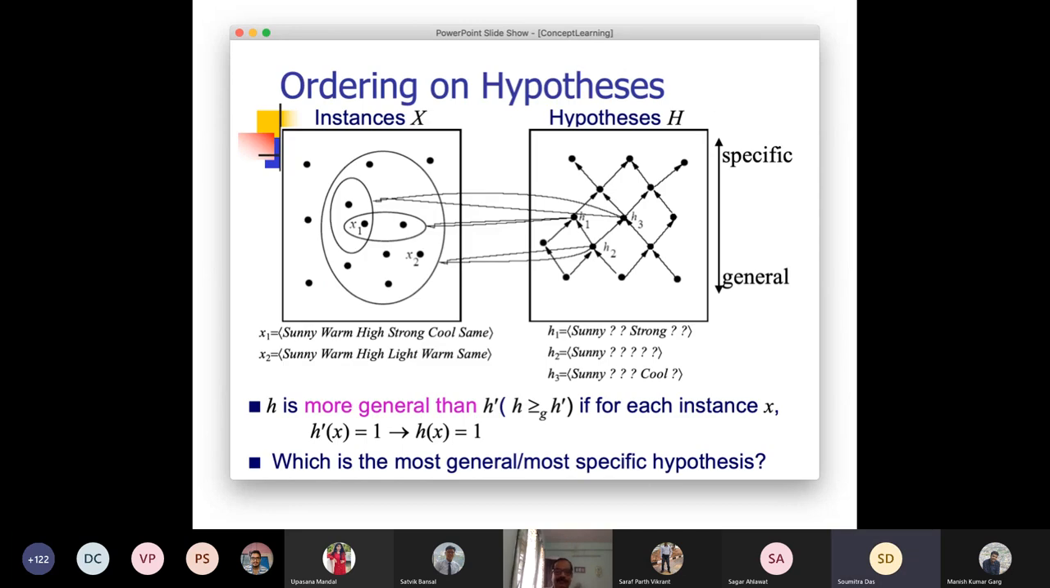Sir, if I take two examples, x1 will be sunny, warm, high, strong, cool, same, and another will have something else instead of sunny. No, it will be something opposite, not sunny, meaning the values of two attributes will be changed. So why then is it not admissible?